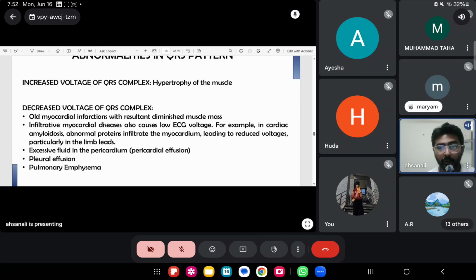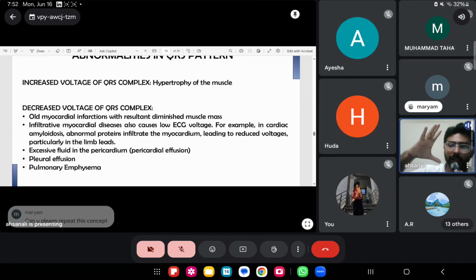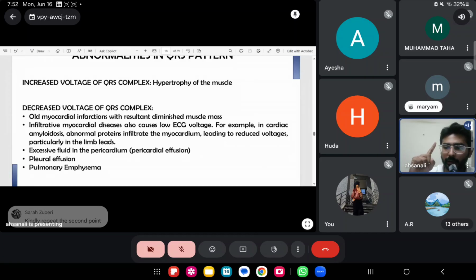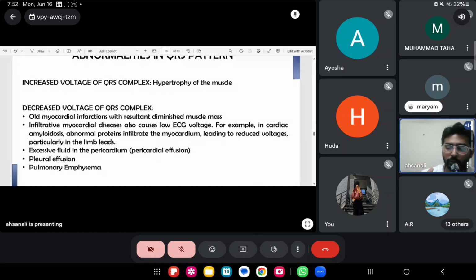The abnormalities of the QRS complex can give you a smaller QRS complex or a very large QRS complex. Mariam asked, can you repeat the concept? Basically, in V1 you are going to get a larger S wave, and in V6 you are going to have a larger R wave. The normal progression from V1, V2, V3, V4 is a greater S wave and a smaller R wave.